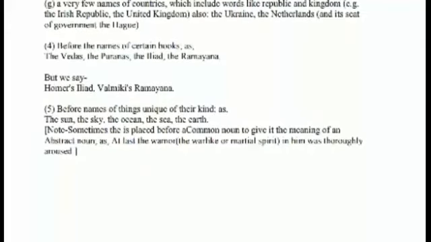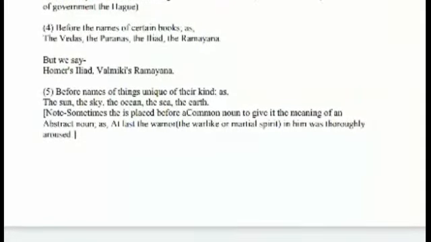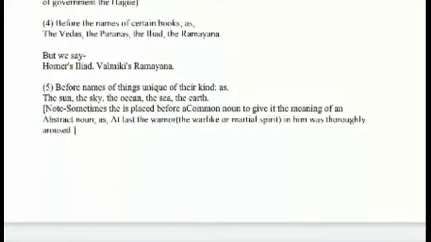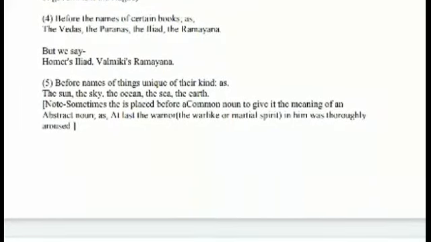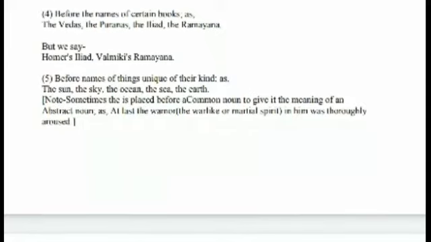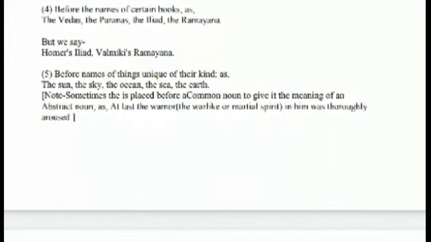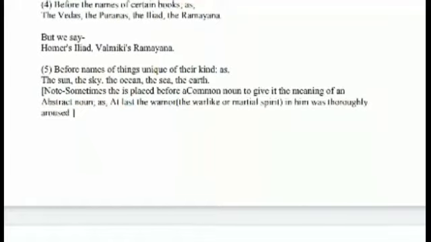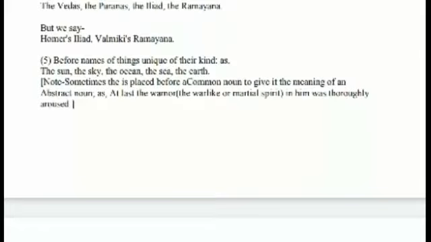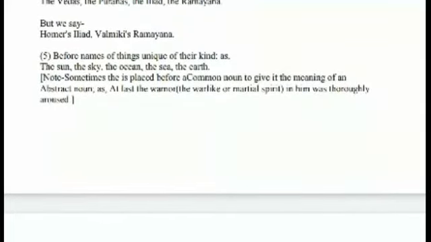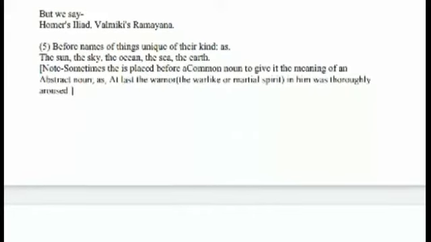And fourth rule, before the names of certain books, example, the Vedas, the Puranas, the Ramayana. So when we are saying the particular name, then we use the article the. But we say Valmiki's Ramayana. Next, fifth rule, before names of things unique of their kind: the sun, the sky, the ocean, the sea, the earth.